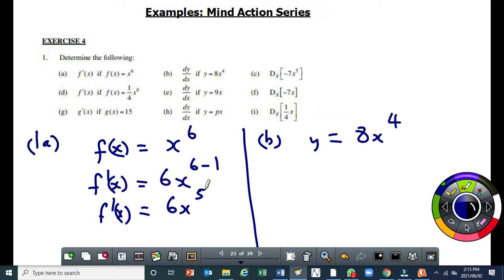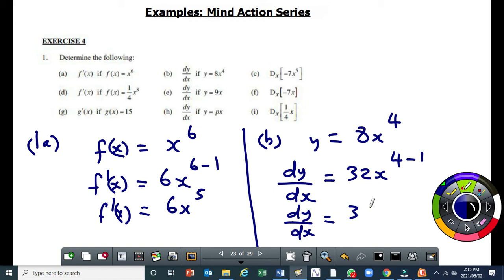Then B says find dy over dx. Now, dy over dx is the same as f prime of x. Okay, it's the same as gradient. So, from here we say dy over dx is equal to the exponent times the constant, that's 32x to the power of 4 minus 1. So the final answer, dy over dx will be equal to 32x cubed. Okay? So I've also used rule number 1.